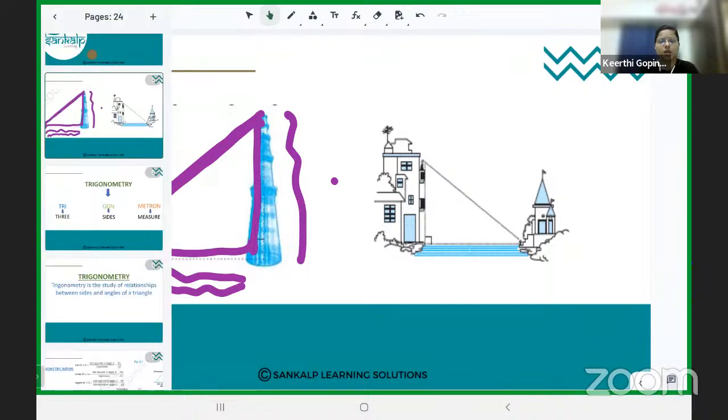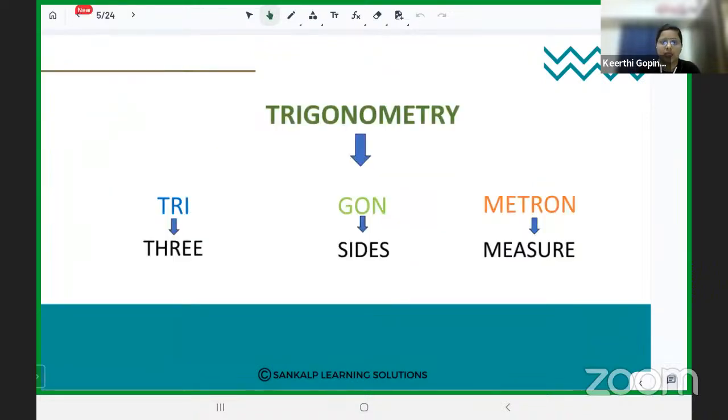You can see here, trigonometry can be split into Greek words, that is trigon and metron. Tri means three, gon means sides, and metron is measure. So in a simple way, we can say that it is the study of the relationship between the sides and angles of a triangle. Trigonometry is the study of the relationship between the sides and angles of a triangle. Using this trigonometry we can solve the problems that we mentioned earlier.